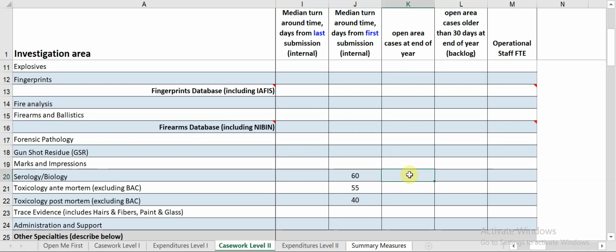We can look at serology, and let's suppose it's 75, and there are 35 that are open that long. Toxicology antemortem, let's suppose it's 70 cases, and out of those, say 50 are older than 30 days. And in the case of toxicology postmortem, let's suppose it's 85 cases, and out of those, there are 30 that are out more than 30 days.